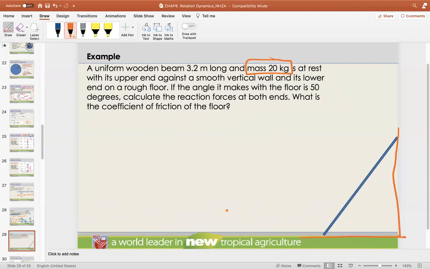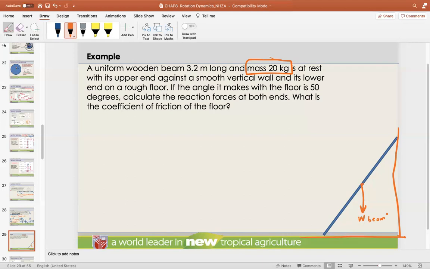Weight should be at the center of the beam. Yes, downward, and it should be at the center of the beam. So this is the weight of the beam. What should your weight of the beam be? It is 20 times 9.81. It is equal to mg, because it's weight.